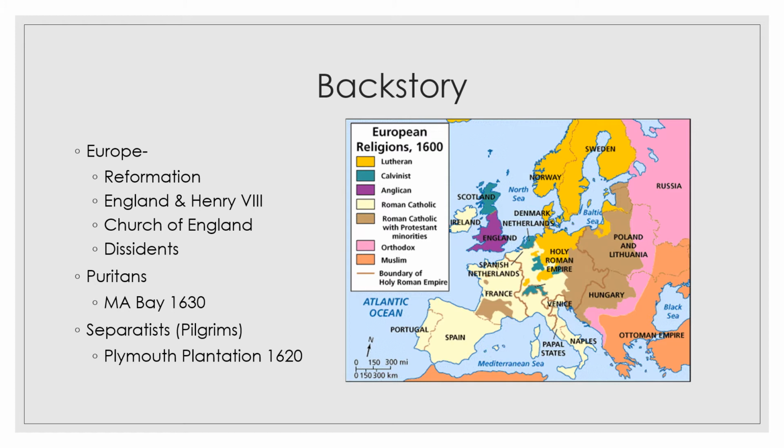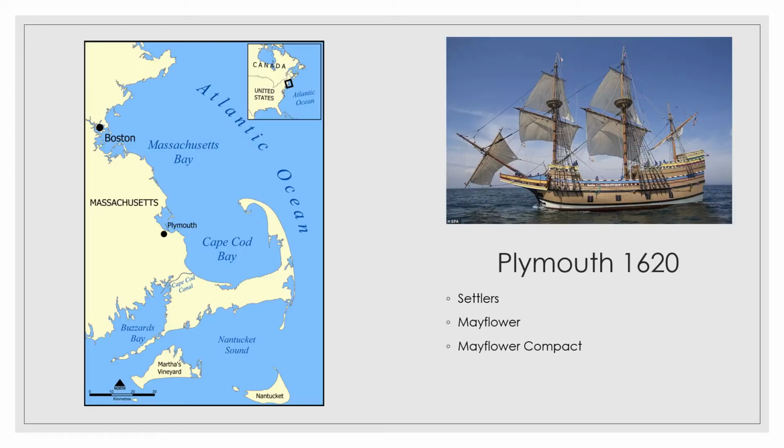This is where we get the Puritans and the Pilgrims, two groups that will be the first to settle in New England. So let's start with Plymouth. This is the second colony. It comes after Jamestown in 1620. That's right, 1620. It is the 400th anniversary of Plymouth.